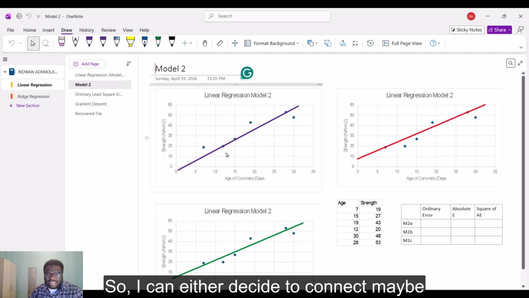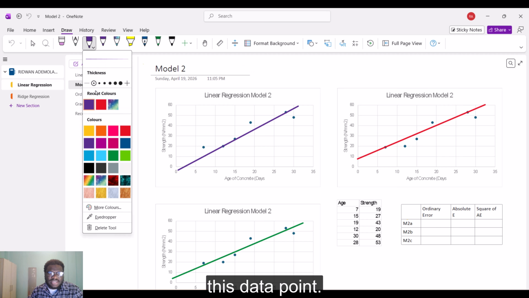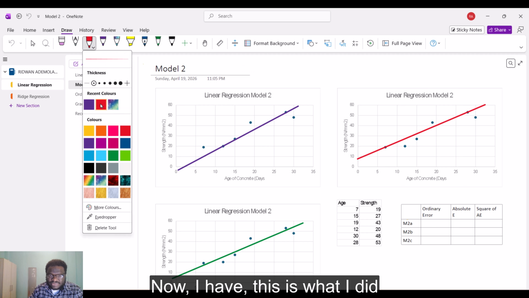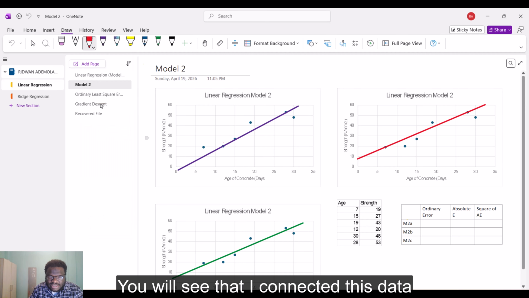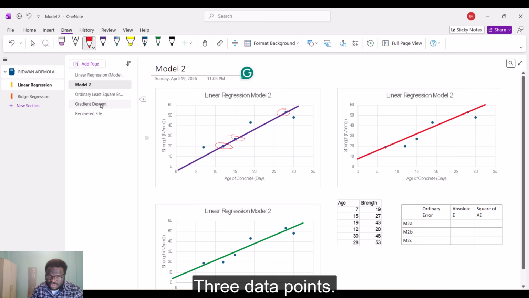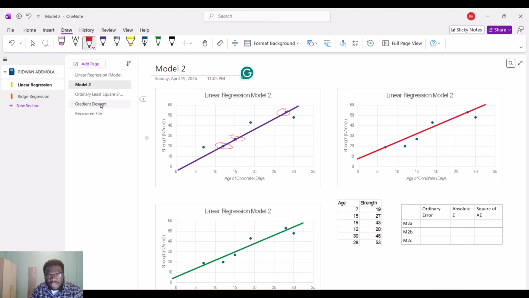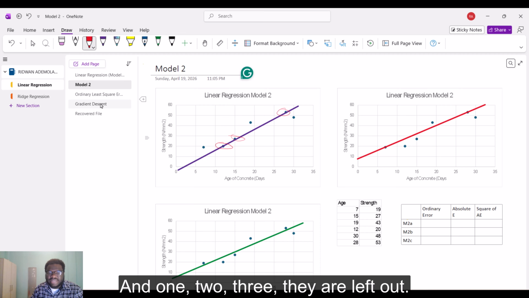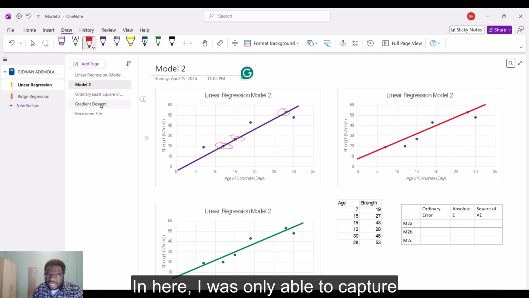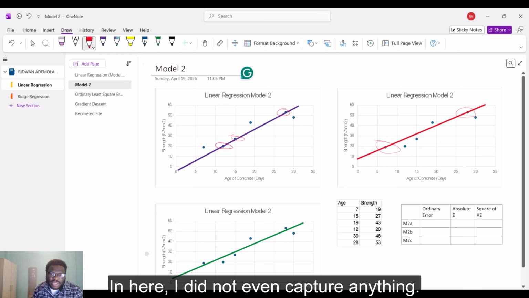So I can either decide to connect maybe this data point. Now this is what I did here. You see that I connected these data points, and this data point. 3 data points. So my linear equation was able to fit 3, and 1, 2, 3, they are left out. In here, I was only able to capture this and this. In here, I did not even capture anything.